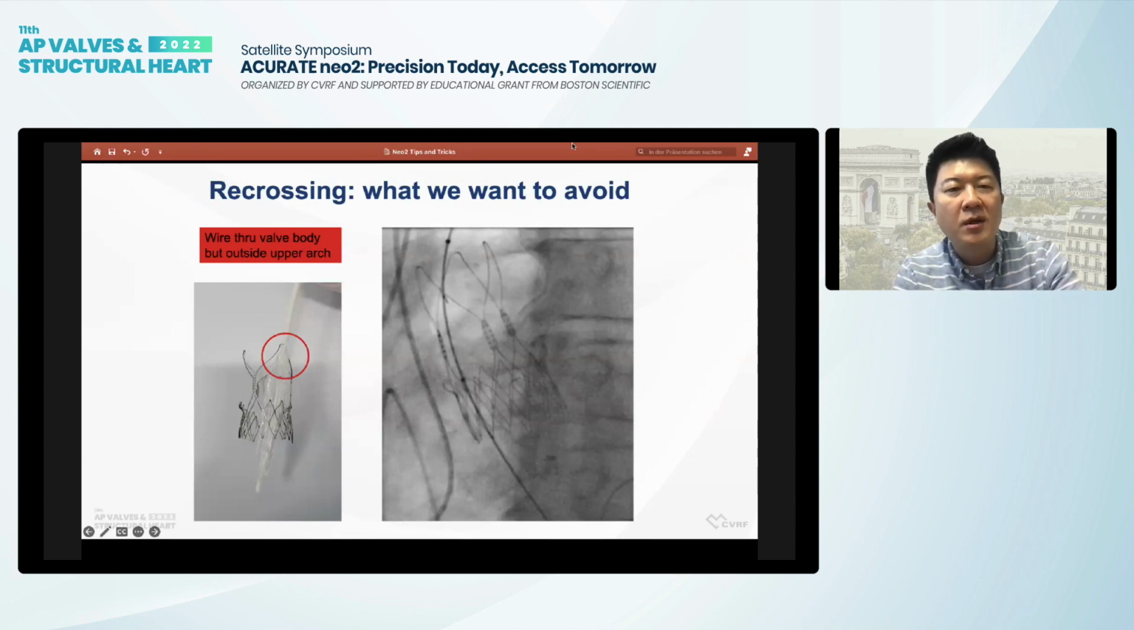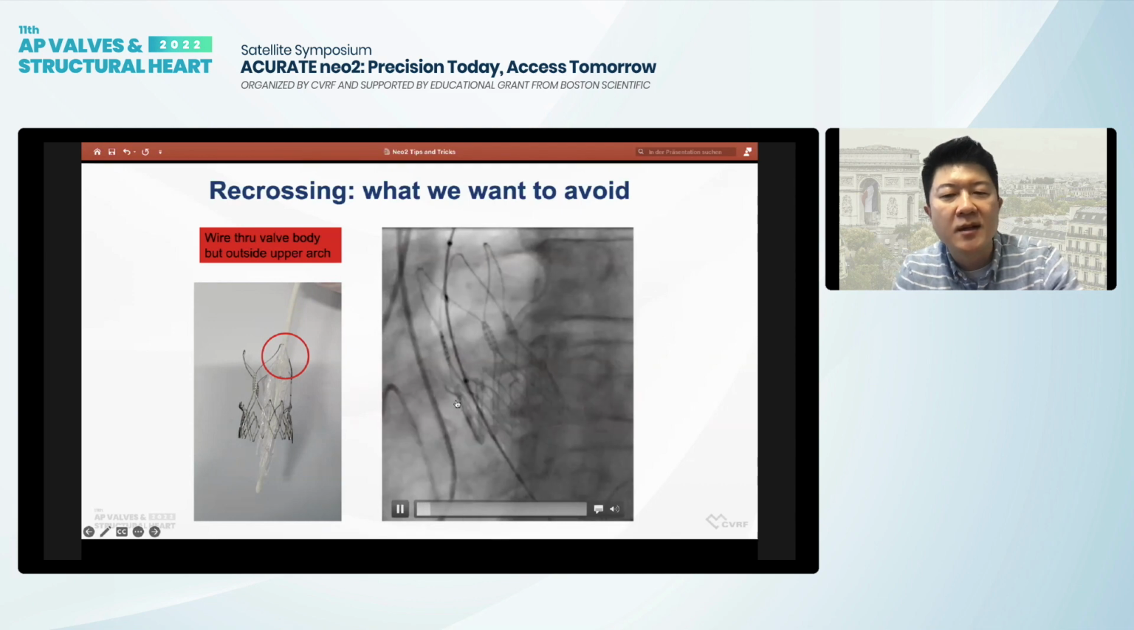This is maybe one topic that might be of less interest to those who haven't used the ACURATE Neo. The recrossing is a little bit complicated. As you can see, there are 3 stabilization arches, and if you have the necessity to recross this valve, it is very important to do it carefully and to be central and not through one of the arches. And here you can see what could happen if you recross the valve incorrectly.